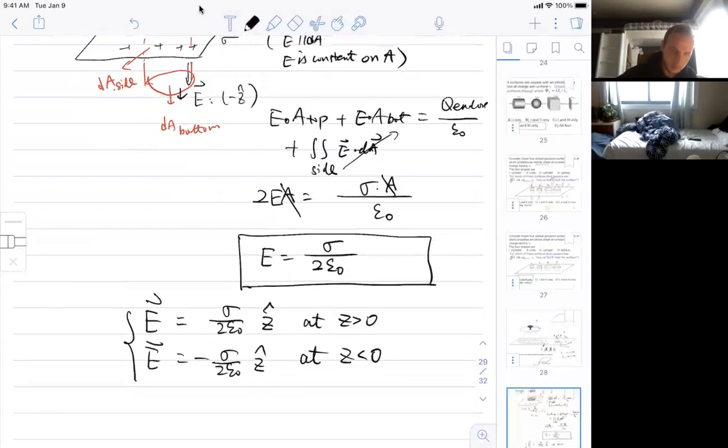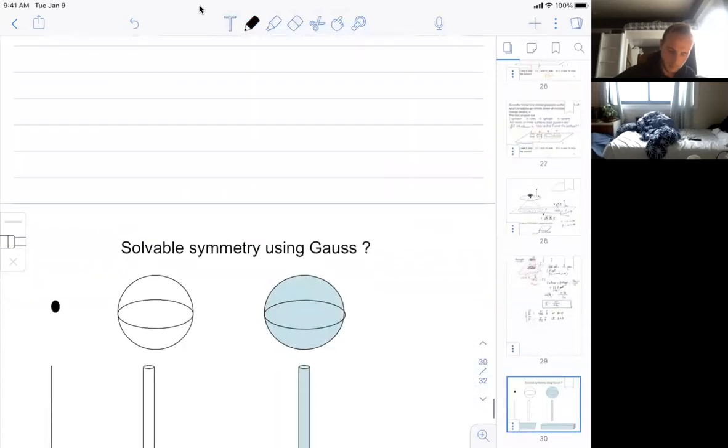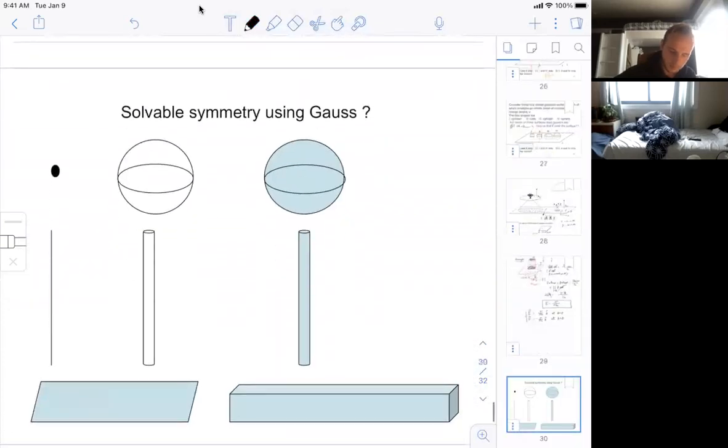There are only a handful of symmetries that we can use solving Gauss's law, so I want to summarize all of them. So, point charge. Can we use Gauss's law for a point charge? Say yes or no. Yes, absolutely. Can we use Gauss's law for a hollow sphere, with sigma only on the surface? Yes, absolutely. Very similar to a solid sphere with uniform charge density throughout.